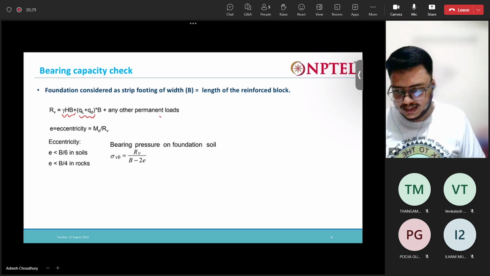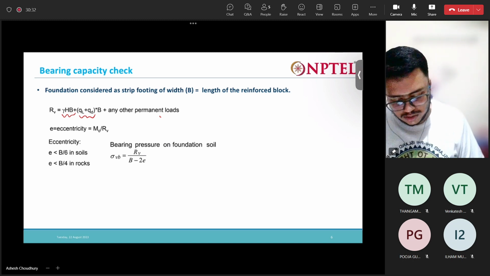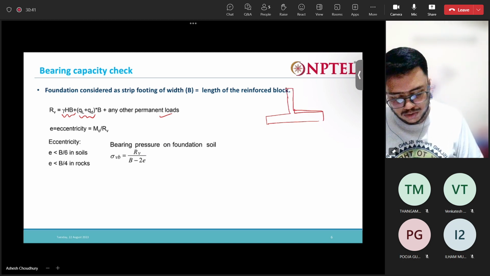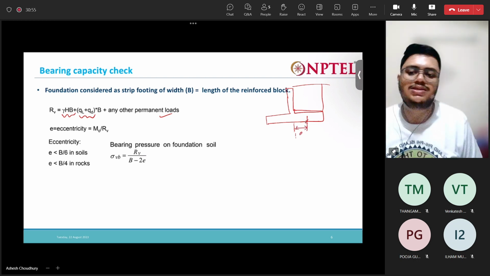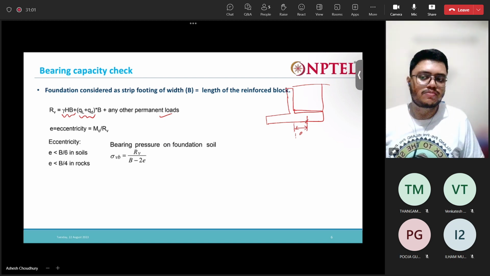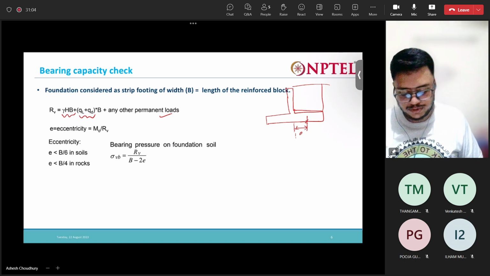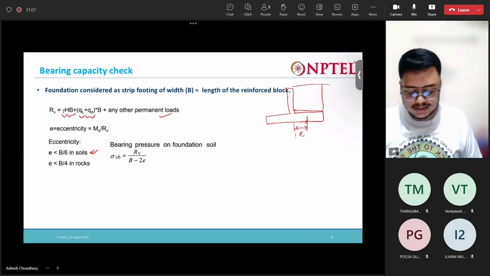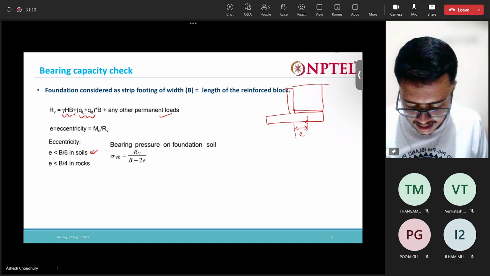Now after that, we determine the eccentricity. Say this is the reinforced soil, and this is the base. Some total vertical load is acting, and this is the center of the base. Generally, this vertical load acts at some eccentricity from the center of the foundation. That eccentricity is the overturning moment divided by the load. We need to ensure that this eccentricity is less than b by 6 in soils and less than b by 4 in rocks.